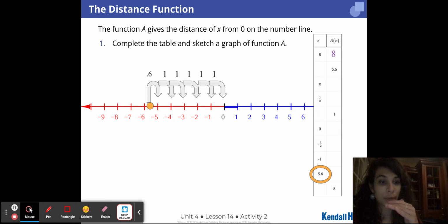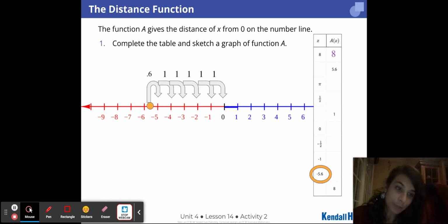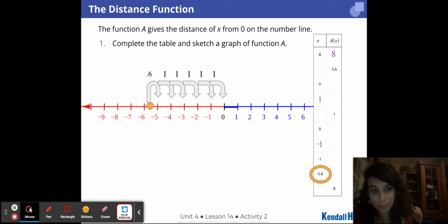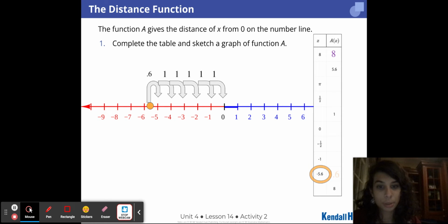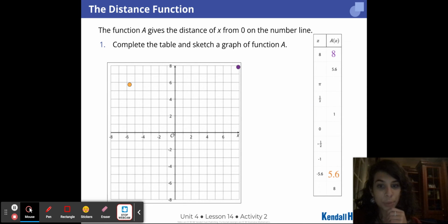Think about even elevation, right? When I'm measuring how high something is, it's a positive number. When you're measuring a lower number, you're not saying it's a negative value. You're just saying it's below ground level, like 50 feet below ground. Distance doesn't give you a negative value. If you're going backwards, you're still going an amount of distance; you're just going behind your start. So it's not a negative value, it's just before your value. Distance will always, always, always be positive from our 0 on the number line. And so we plot our second point, negative 5.6 and a positive 5.6.